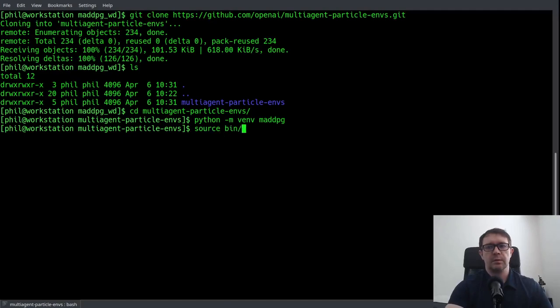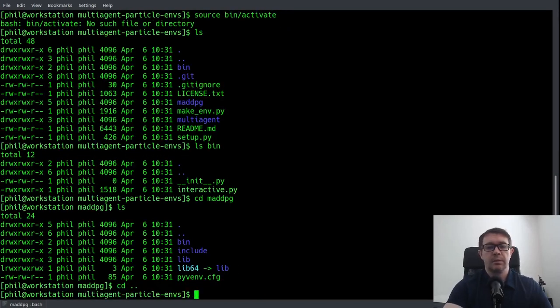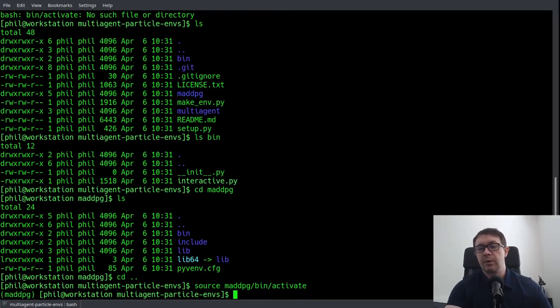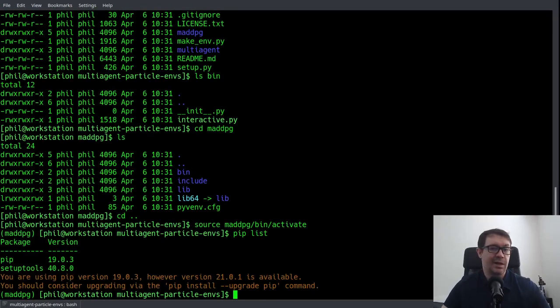Source bin activate. Oh, obviously we want to do source MADDPG/bin/activate. So now we are in our virtual environment. Do a pip list, and that is empty as you would expect. So let's go ahead and do pip install gym==, let me go ahead and look at the version up here. That was 0.10.5.